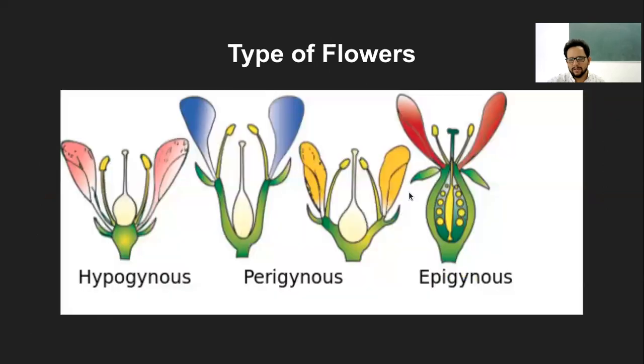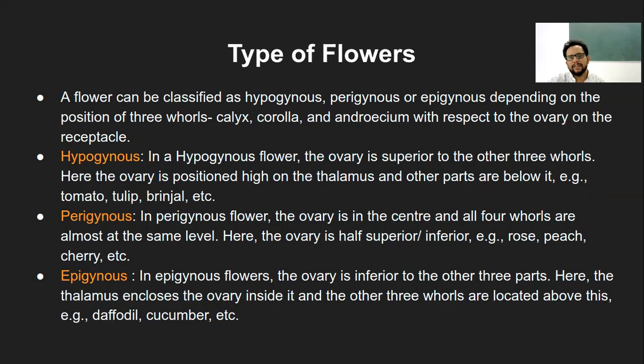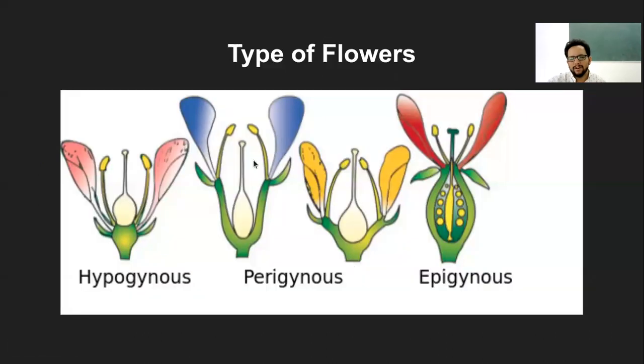And the last part is the types of flower based on the location of the ovary. Based on where the ovary is present within the flower, they can be classified as hypogynous, perigynous, and epigynous. Without going into the description, I will directly show you here. Hypo means below, so all the other whorls of the flower are below the ovary. That is hypogynous.